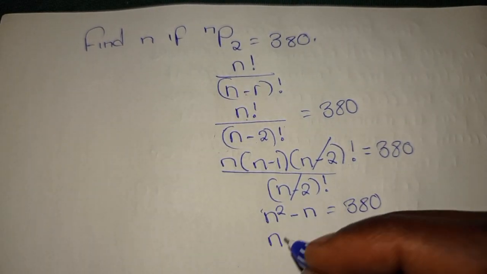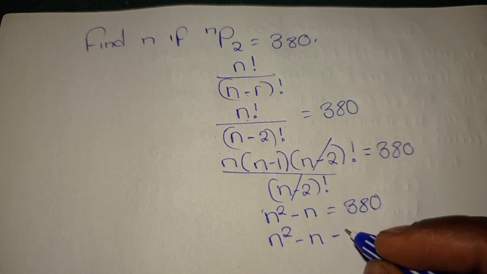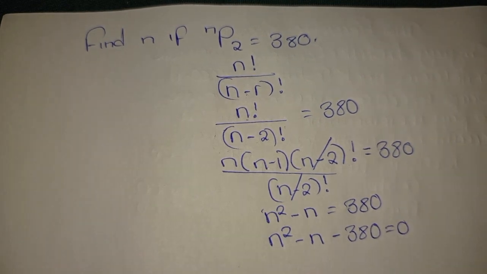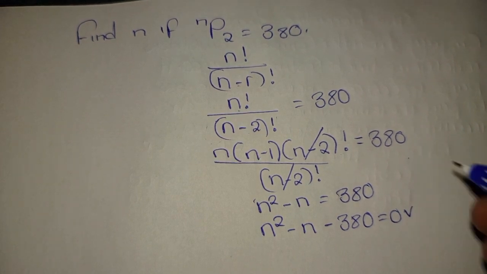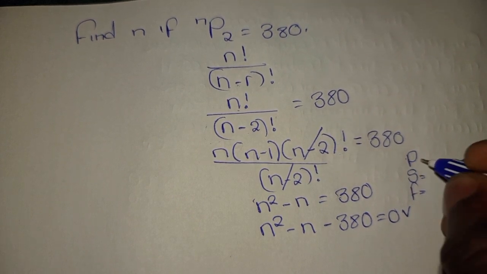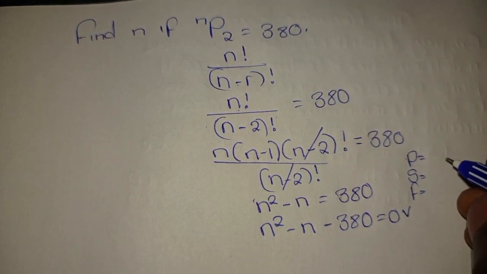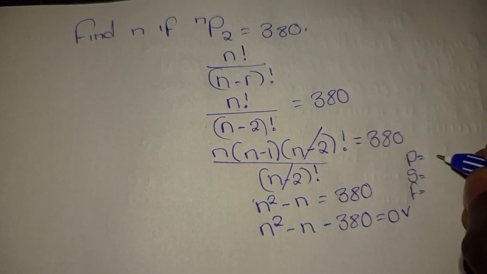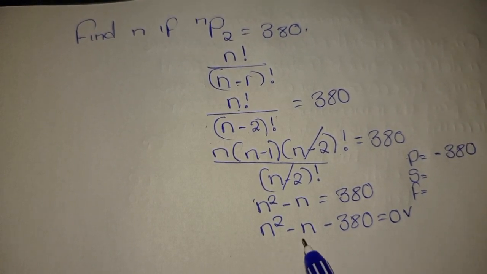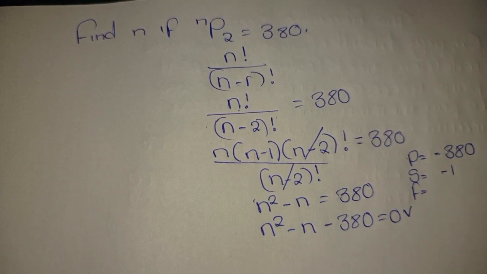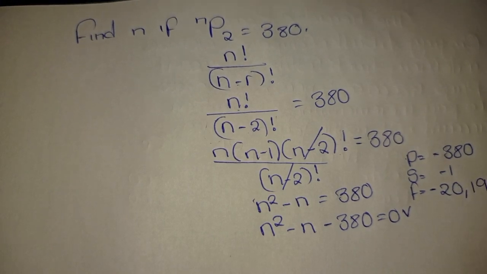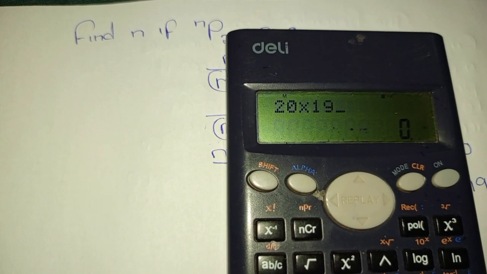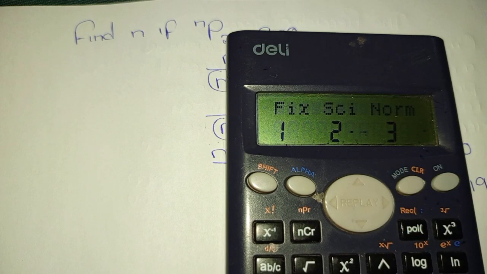From here, we just collect like terms. So we can bring the 380 to the other side and have it equal to 0. This equation has become familiar, where we are introducing the product, sum and factor. The product is made up of a times c. So 1 times negative 380 is negative 380. The sum is negative 1, and the two numbers are basically negative 20 and 19. Someone can prove it for us. So that is basically our answer there.